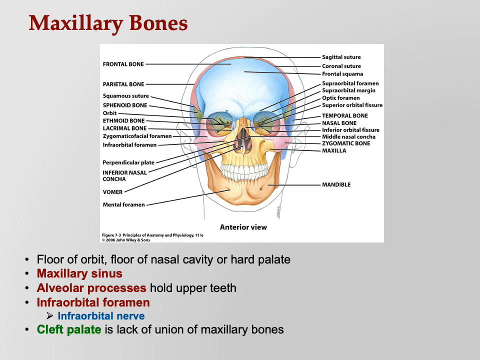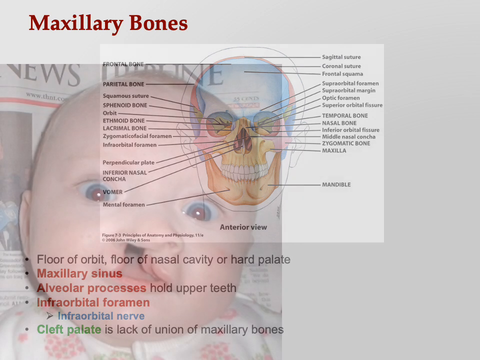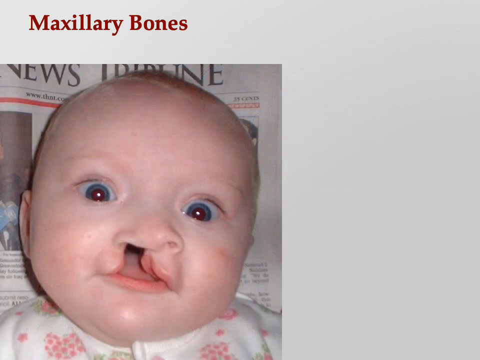Now, in some cases, the cleft palate is a condition in which the maxillary bones don't completely fuse together. They're originally not connected. They fuse during embryonic development, but sometimes they don't completely fuse and a baby is born with a space in between. That's what's called a cleft palate. It's where the two maxillae didn't fuse. Here you see it right here.